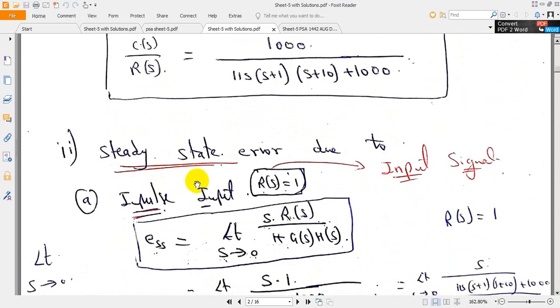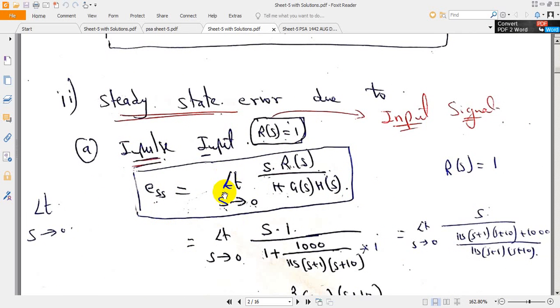Coming to the second part of the first question, we are having steady state error. We need to evaluate the steady state error for the given input signals. What are the input signals? The first input signal is impulse. How is the steady state error evaluated? Steady state error is evaluated by limit s tends to 0 of s into R of s divided by 1 plus G of s into H of s, where R of s is the input signal, and for an impulse input the R of s value is equal to 1. Substitute 1 for the input signal: s into 1 divided by 1 plus G of s into H of s.